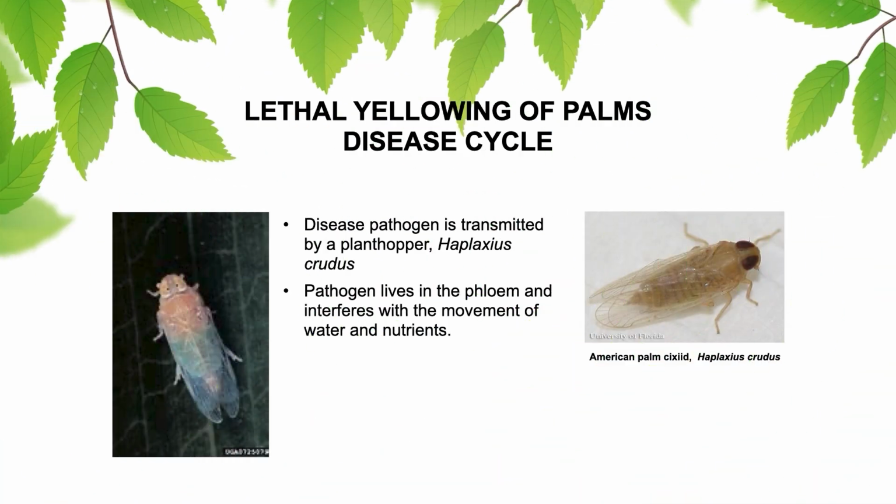Lethal yellowing of palms, disease cycle. Like lethal bronzing, the lethal yellowing disease pathogen is transmitted from tree to tree by the same plant hopper, American palm cixiid, as it feeds from the host tree's vascular system. The pathogen lives in the phloem of the infected tree. It interferes with the movement of water and nutrients essential to the tree's survival.